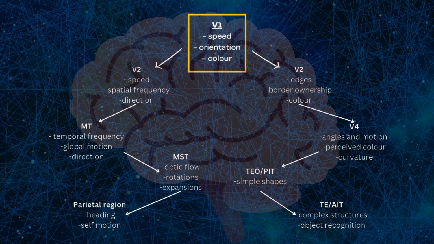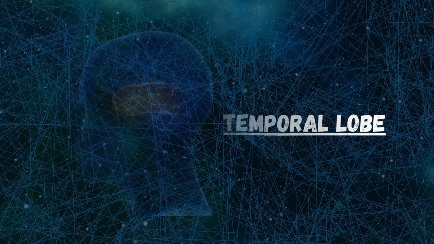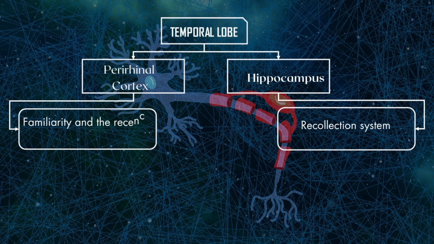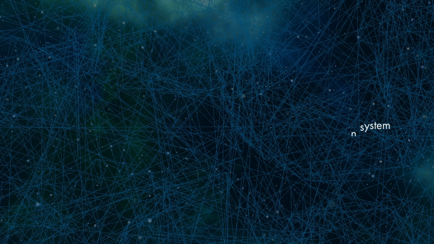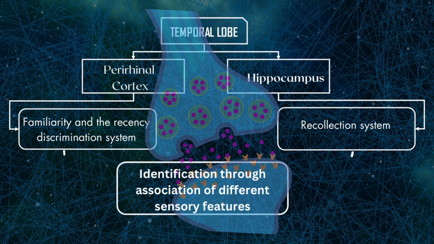They look at the various characteristics like edges, curvatures, and angles of the object and send the signals to the temporal lobe. It has two major systems called the familiarity and recency discrimination system residing in the perirhinal cortex, and the recollective system centered in the hippocampus. These systems together contribute to the identification through association of different sensory features. It is performed in four stages.